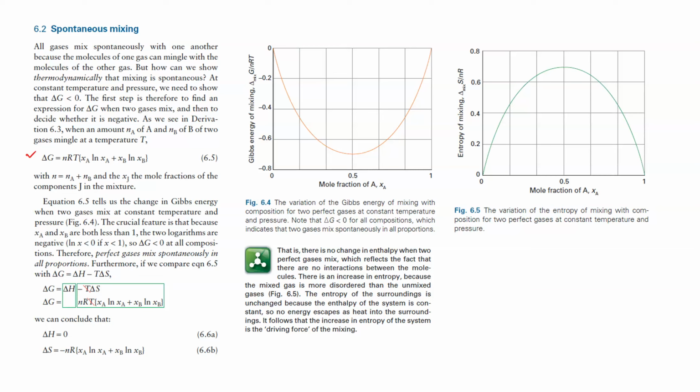The crucial feature is that because mole fraction A and mole fraction B are both less than 1, the two logarithms are negative. So delta G must also be negative at all compositions. Therefore, perfect gases mix spontaneously in all proportions. Furthermore, if we compare equation 6.5 with delta G equals delta H minus T delta S, or change in Gibbs energy equals change in enthalpy minus the product of temperature times change in entropy, we can see the following.